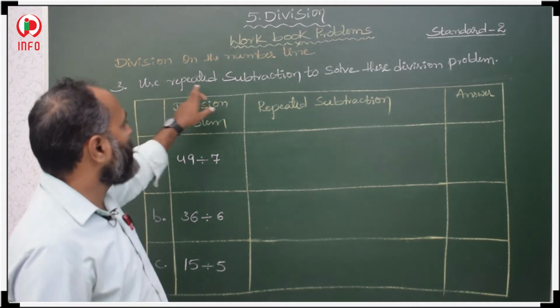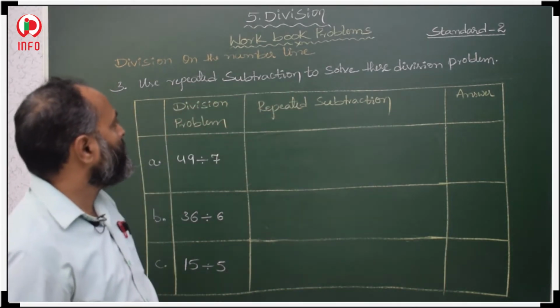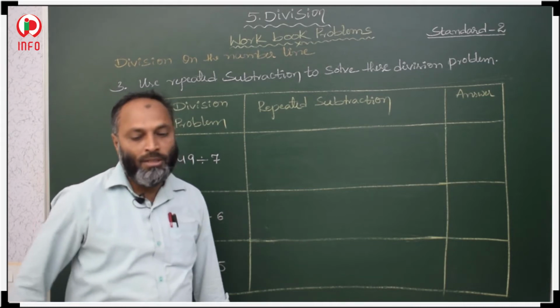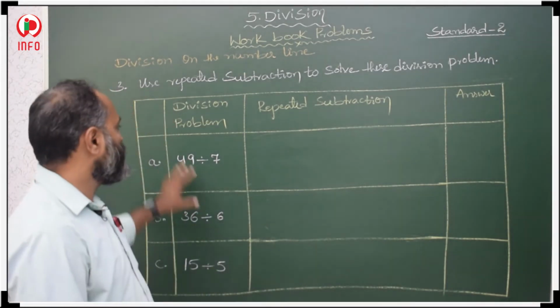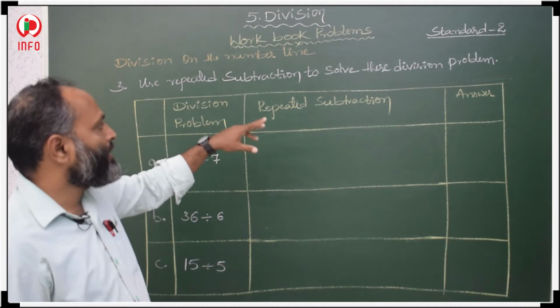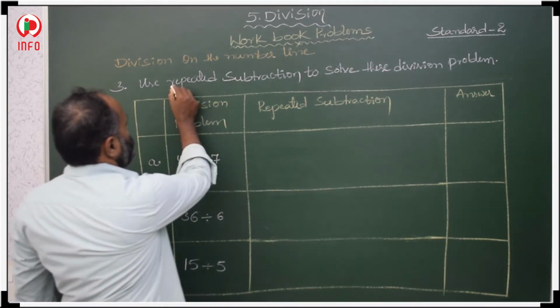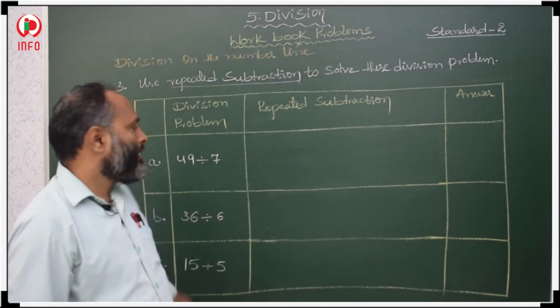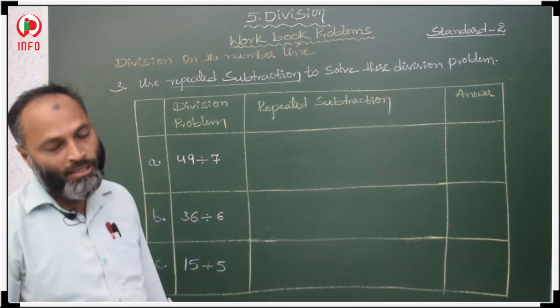Use repeated subtraction to solve the division problem. So, here what we have to do? We have to do division using repeated subtraction. Then how to do it? The first question, 49 divided by 7.